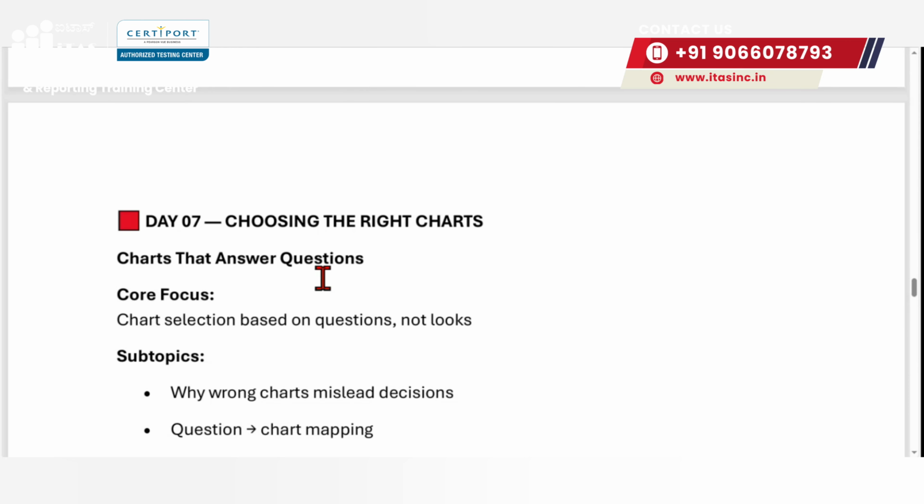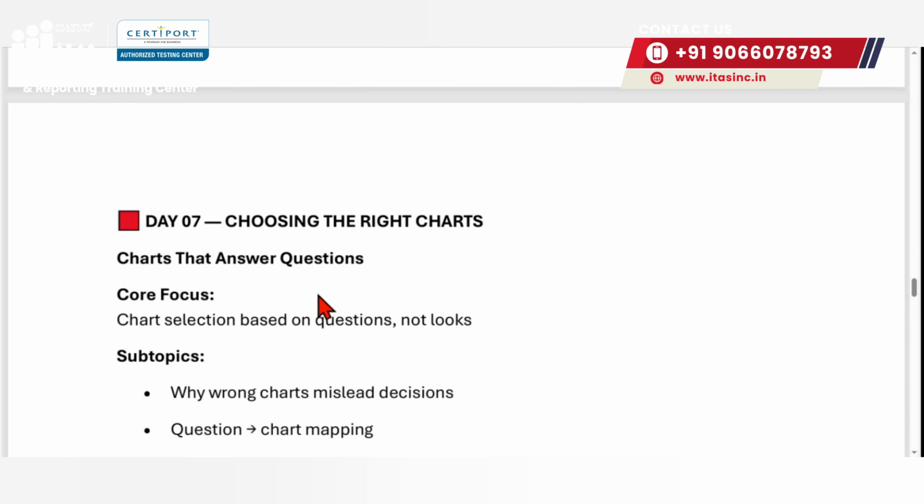Next, choosing the right charts. When I'm actually showing the reports, it is very important what kind of charts I'm showing. The charts should answer questions. That means whatever charts I create, they should give the right decision. If you want to take some decision or get some results, the chart should actually speak.